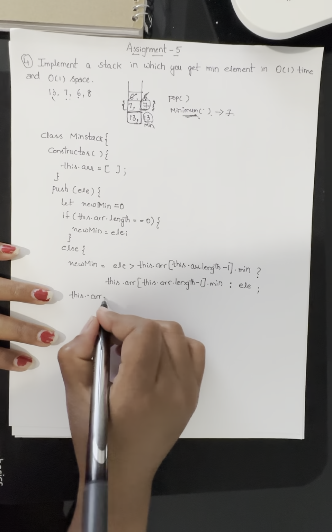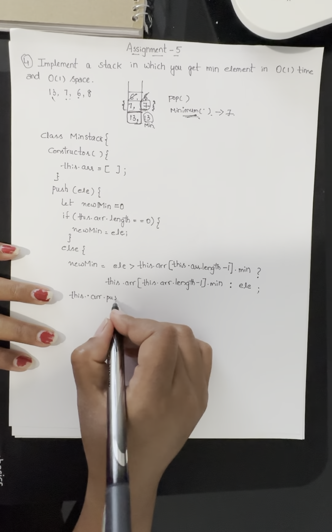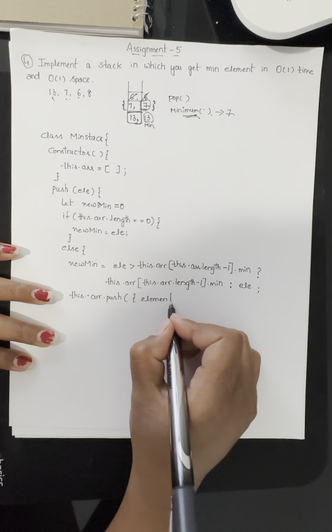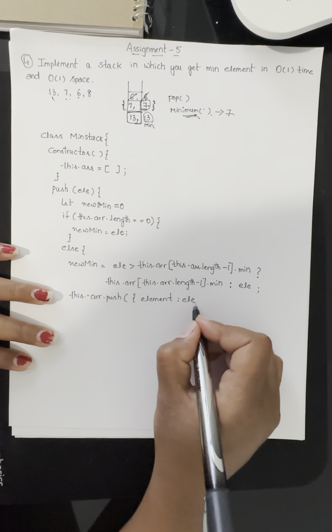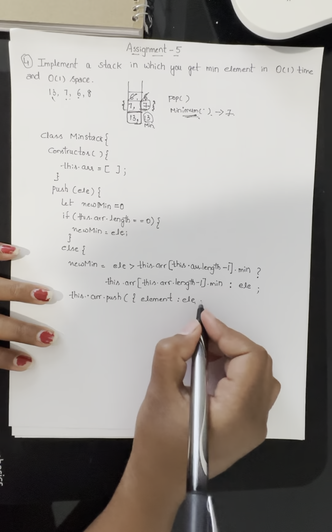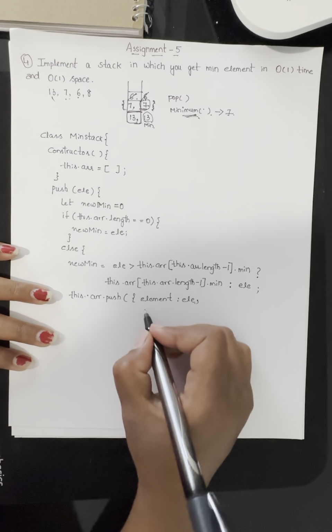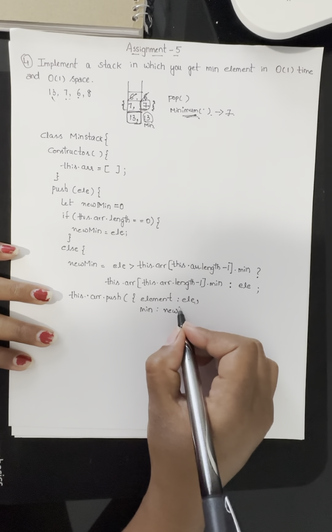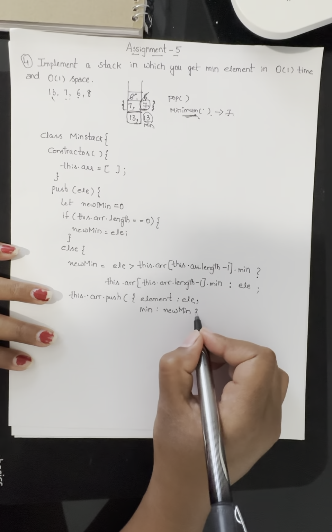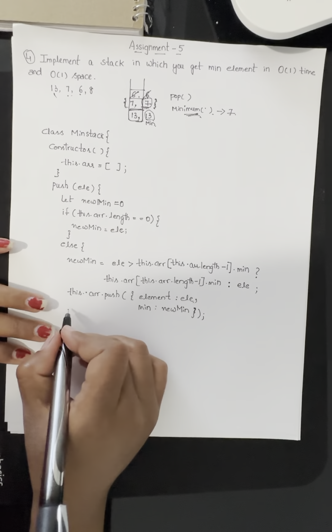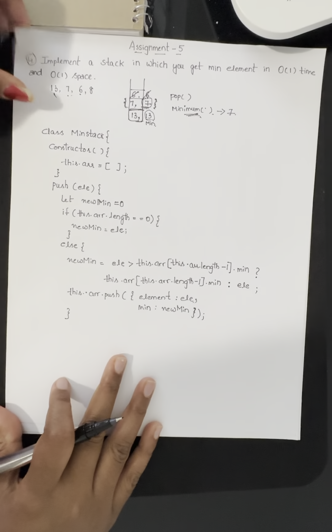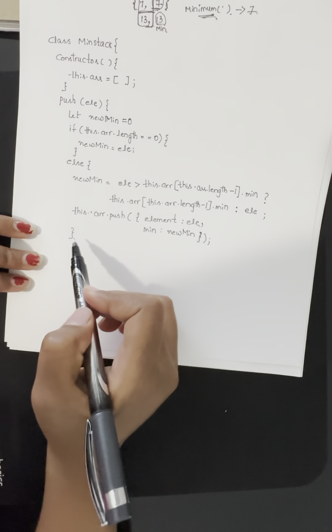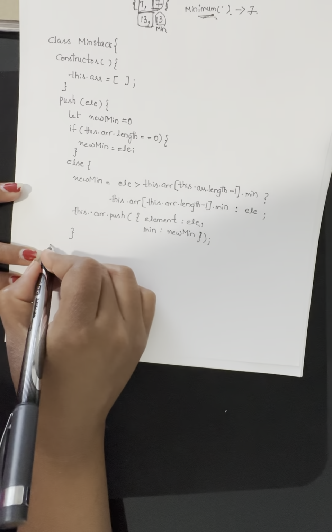Now we'll push into the array the new object, with element as key and the input as value, and the second one is minimum, which is min. Into this we'll push the newMin. So this is the push function. Now let's do the pop.